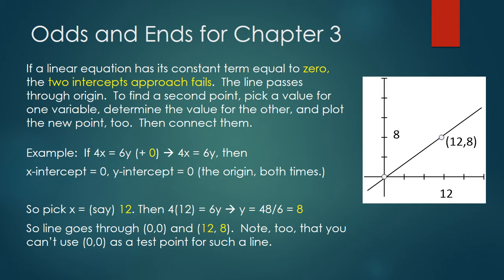When you've got that, you do not want to draw a 45-degree line. You want to figure out another point on that line. Here, I picked the value x equals 12. I could pick anything, and plug that into the equation to see what y happened to be. In this particular equation, when x is 12, y has to be 8. So the line goes through 0, 0, as we knew, but it also goes through 12, 8. If we have to find the good side for such a line, we can't use 0, 0, and I hope you know why. The line goes through 0, 0.